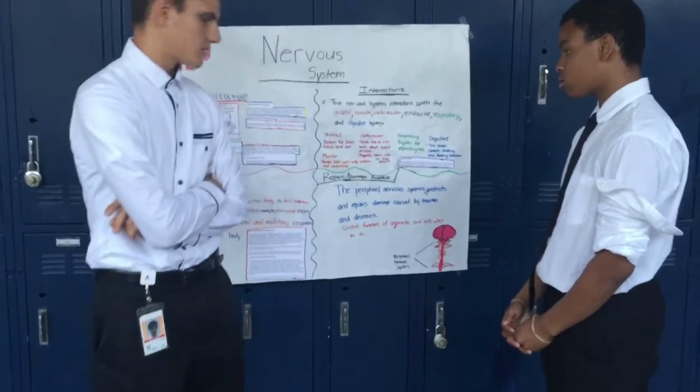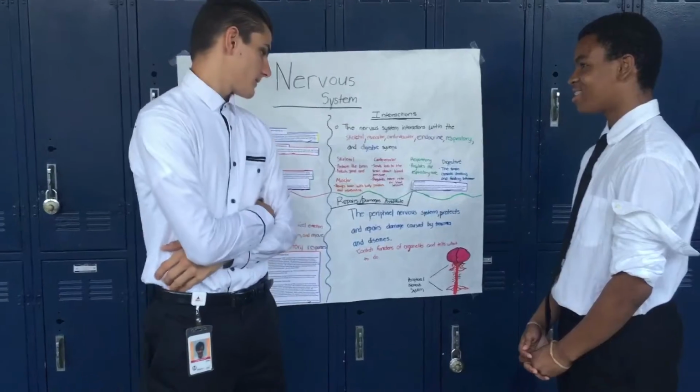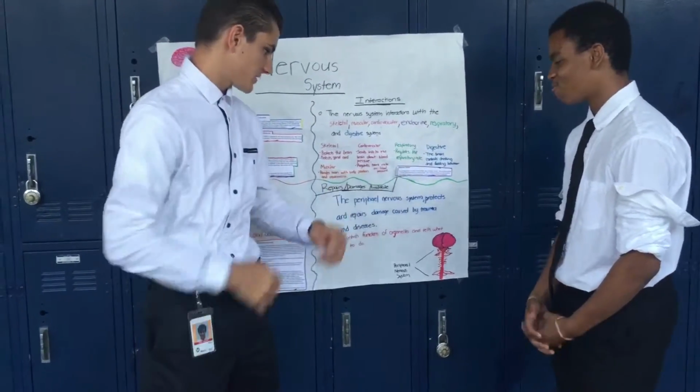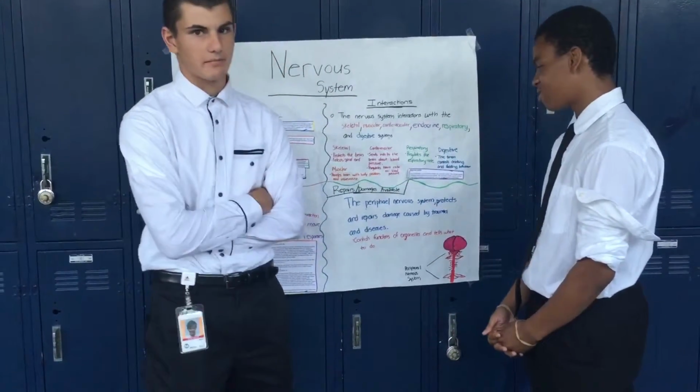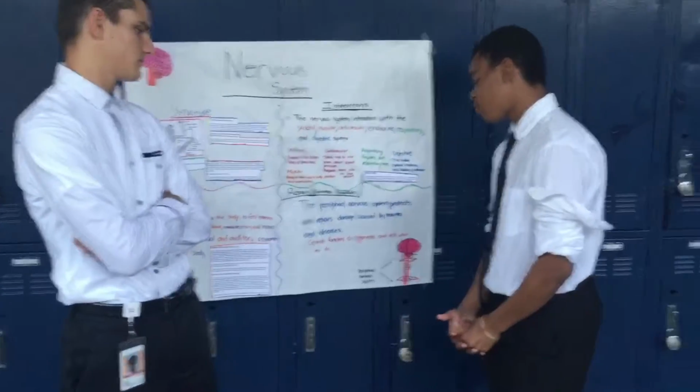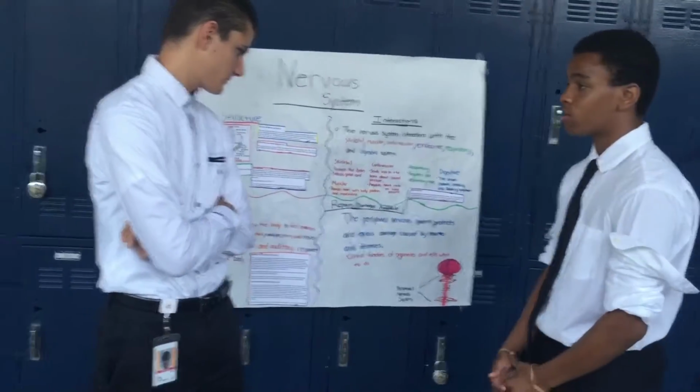The respiratory system regulates the respiratory rate. The digestive system, the brain controls the drinking and the feeding behavior.